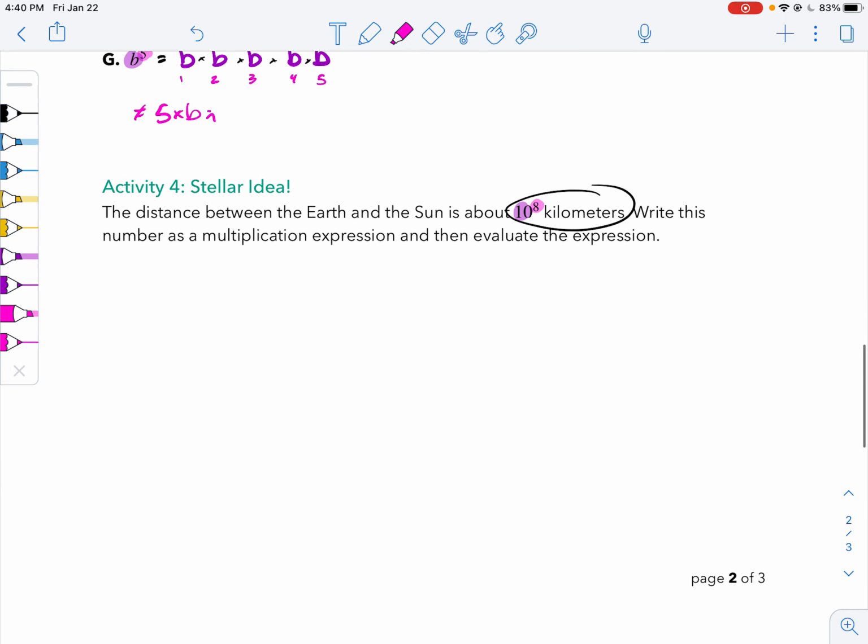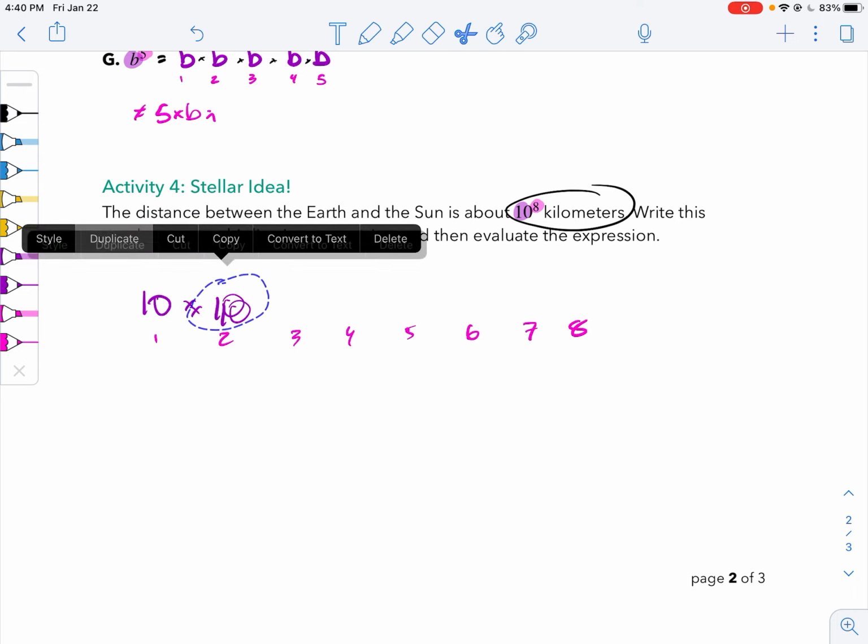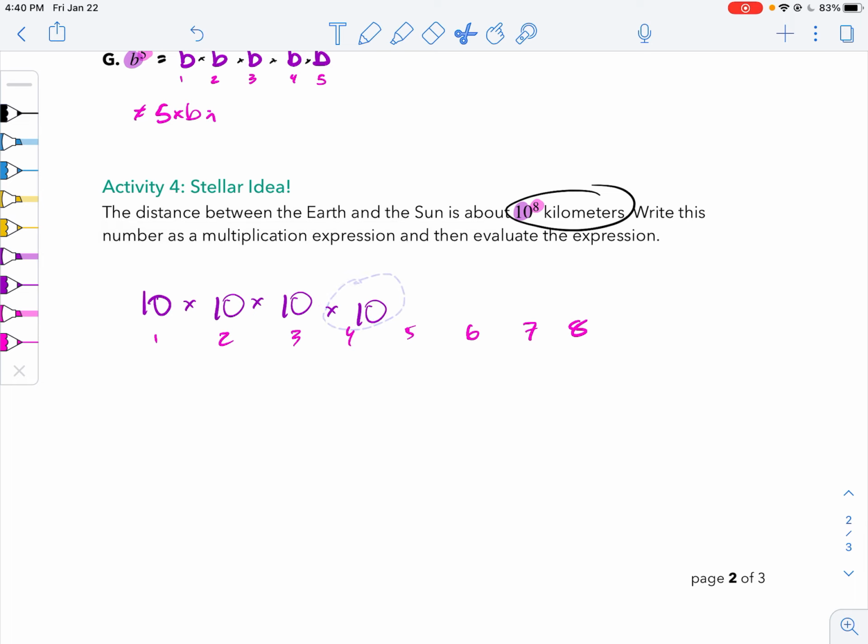That means we are multiplying 10 times itself 8 times. So 10 times itself. 1, 2, 3, 4, 5, 6, 7, 8. Okay. 10 times 10. Watch this, guys. Times 10 times 10 times 10.